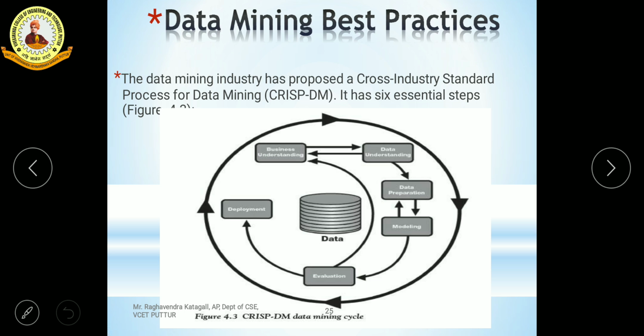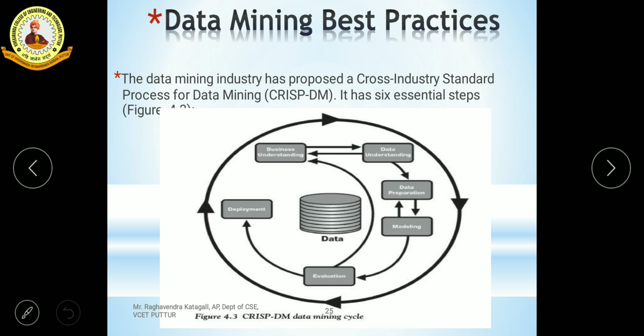And the last step is deployment or dissemination or rollout of the system into the real environment. So this is your data mining cycle. This is the CRISP data mining cycle. Okay, so this is very important. What is CRISP? CRISP is Cross Industry Standard Process for Data Mining, right? CRISP-DM, that is cross industry standard for DM, meaning data mining.